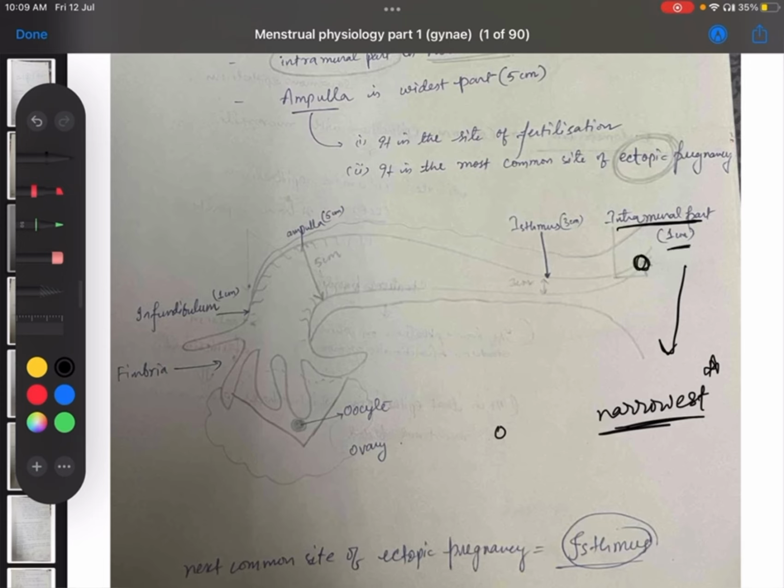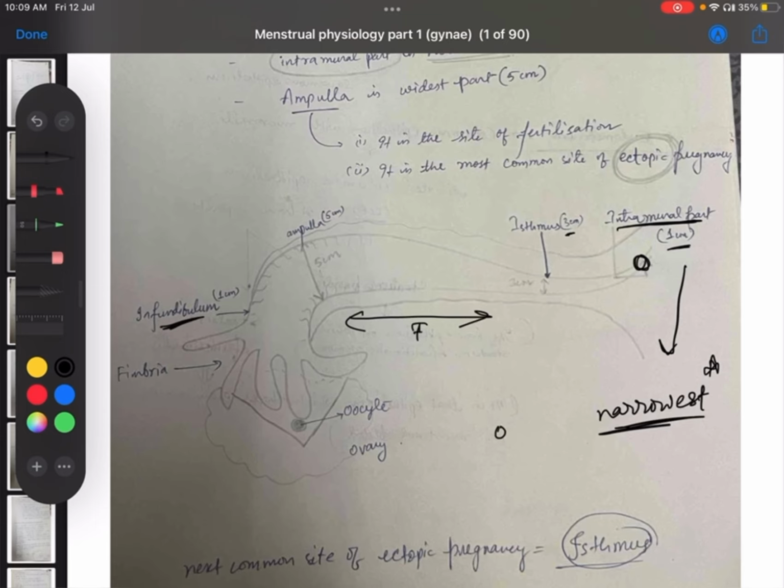Then comes the isthmus, which is 3 centimeter. Then comes the ampulla. The ampullary-isthmic junction is the junction where fertilization takes place. The ampulla is 5 centimeter. Then comes the infundibulum, which is again 1 centimeter. There is a little problem in the diagram, but the infundibulum is also 1 centimeter.